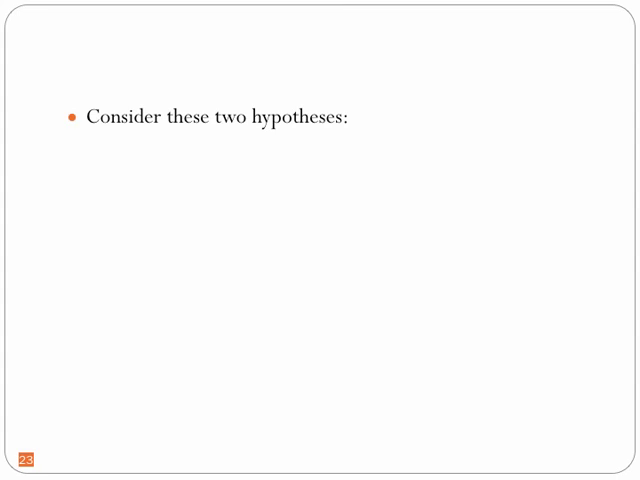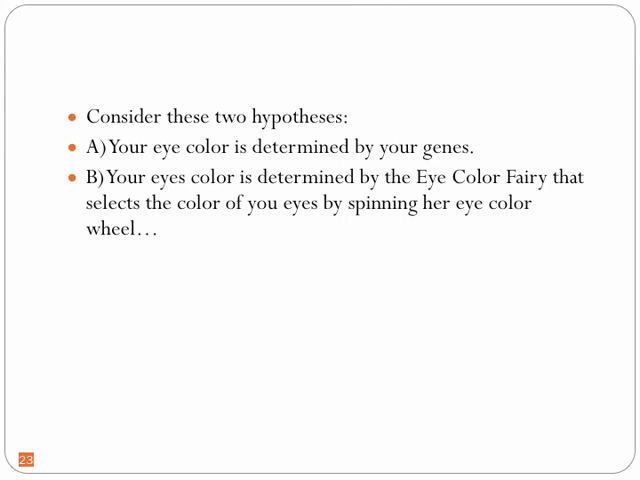So let's use Occam's razor with these two hypotheses. We talked about height being related to your genes. We also know eye color is very much genetic. So here is a theory that completely throws Occam's razor out the window. It's completely complicated. It just seems unnecessary. What if I said that, no, eye color isn't your genes. It's determined by the eye color fairy. And this is how it works.